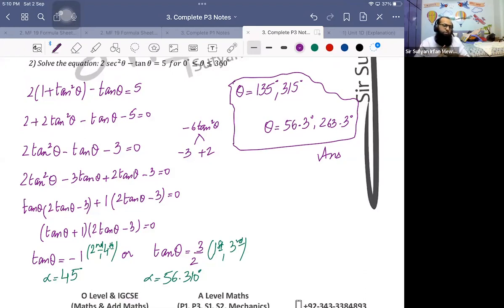So theta equals 135 and 315, and theta equals 56.3 and 263.3 are the answers that you had to give. No, sorry, 263.3, my bad, wait. 180 plus 56.3 is not 263, it's 236. My bad, sorry. What I've done is I've subtracted from 360.